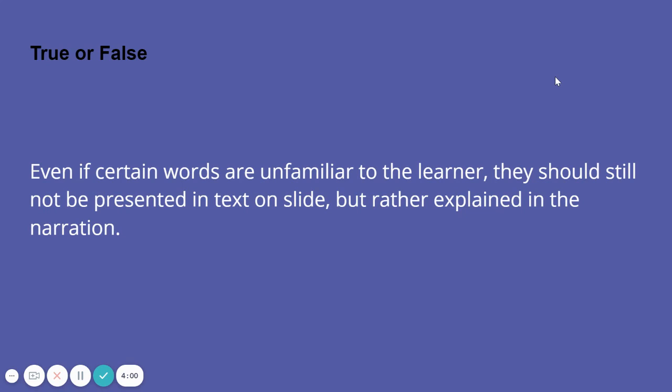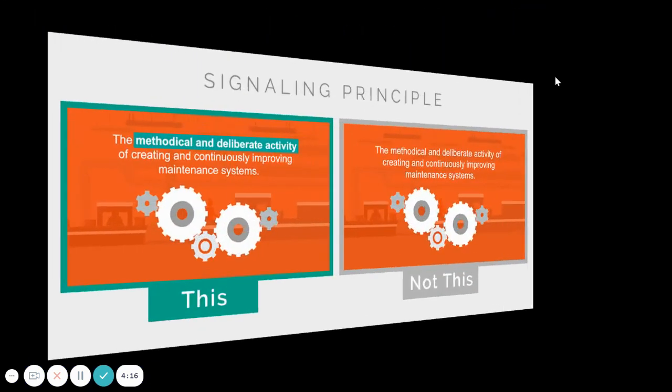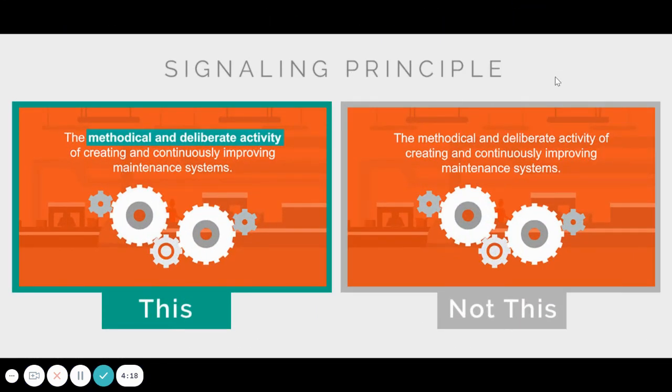True or false? Even if certain words are unfamiliar to the learner, they should still not be presented in text on slide, but rather explained in the narration. The answer to this is false. Remember, there are always exceptions to the rule. At times, you may need to show the learner exactly what to pay attention to on screen. This will require highlighting important words and information.